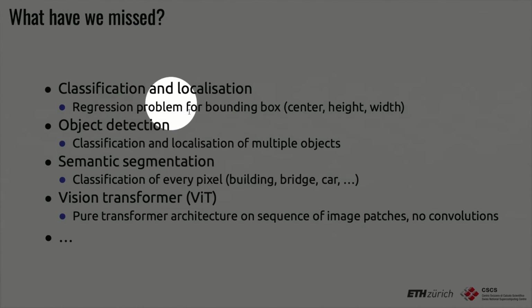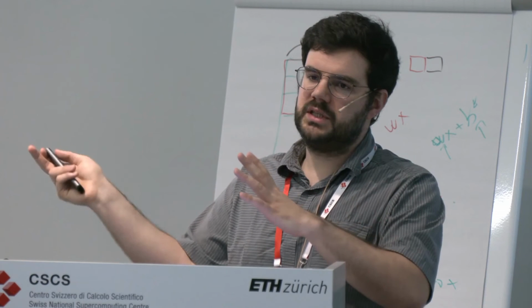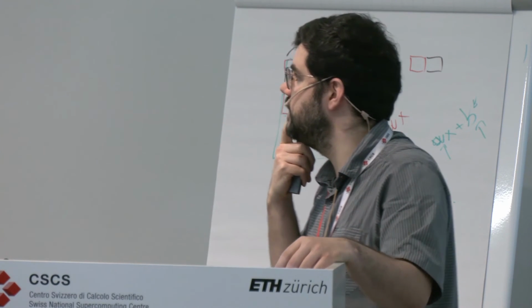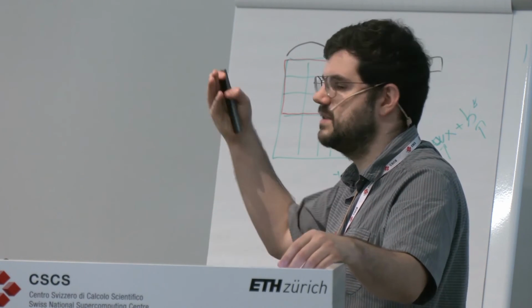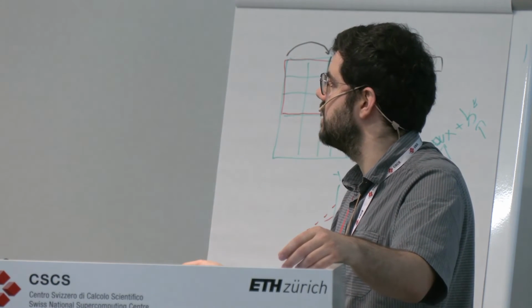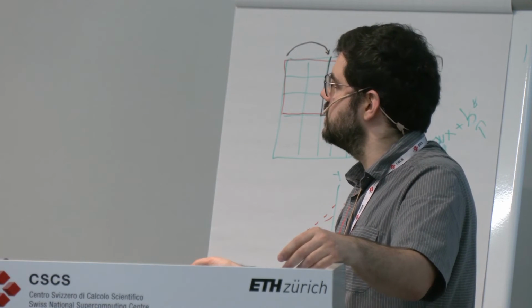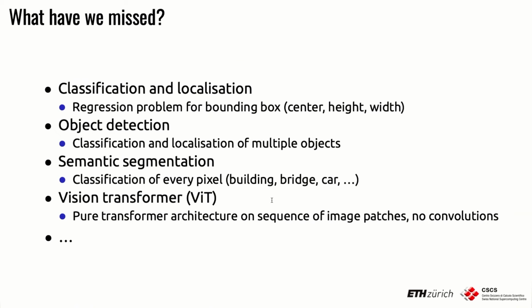Then another big topic that we skipped is semantic segmentation, where you don't want to classify the image as a whole, but you want to classify every pixel of your image. So you get a segmentation mask where some pixels colored in the same way represent, for example, a building, and other pixels colored in the same way represent a bridge or a car. You do a classification on every pixel, and again you use convolution here, but you need some special architectures.